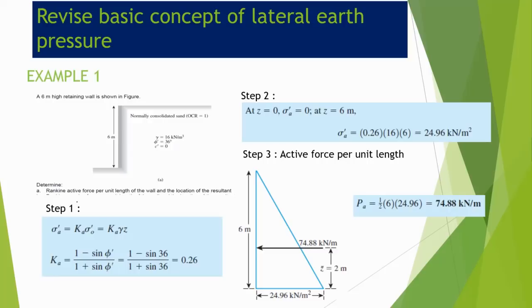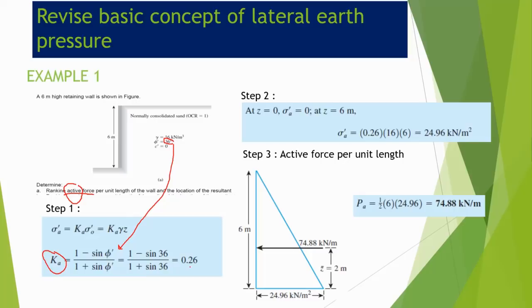Okay, if the question asks active force, okay, first step you need to do is this. You need to calculate the lateral earth coefficient. Okay, ni is lateral earth coefficient. Okay, so bila active, kalau dia mention active, guna active formula. So use this coefficient active. So 1 minus sin theta divided by 1 plus sin theta. So the angle we get from this question is 36. You substitute this 36, you can get 0.26. This is your coefficient. Okay.